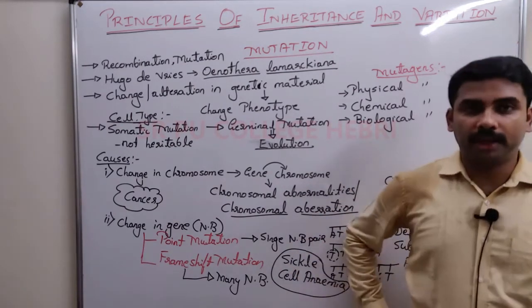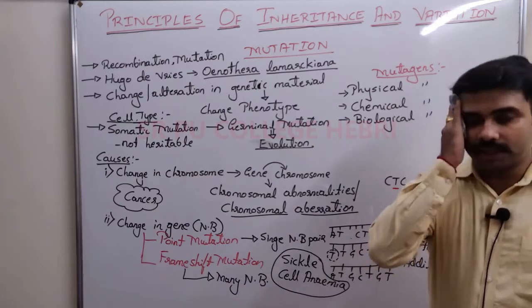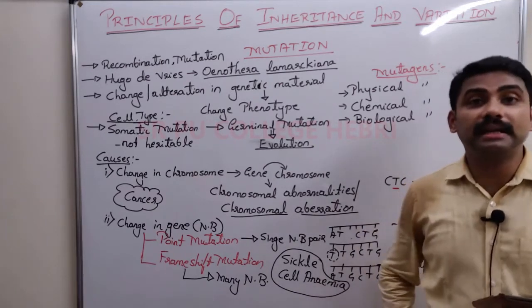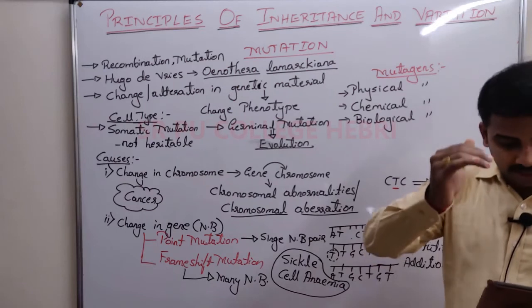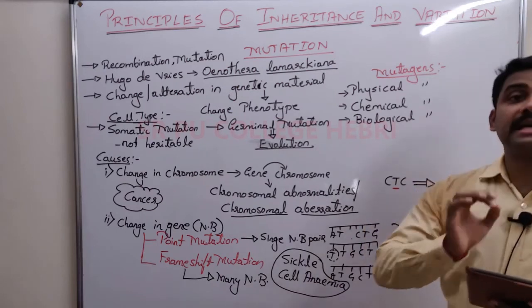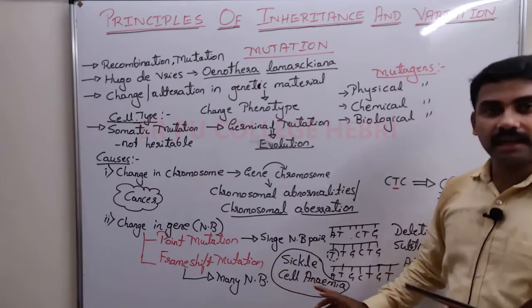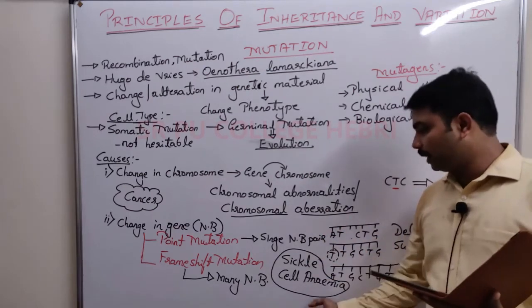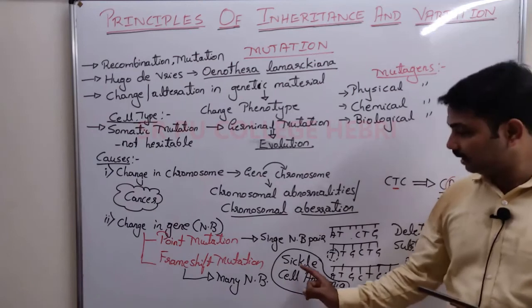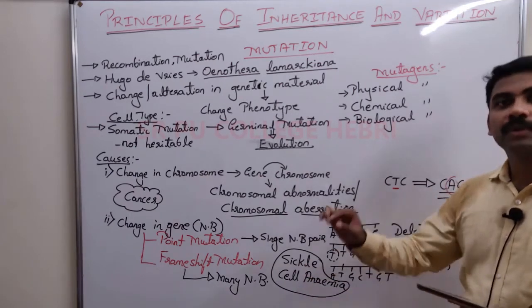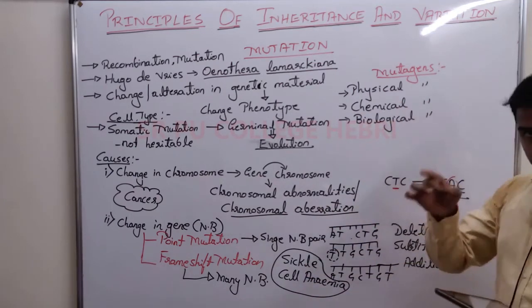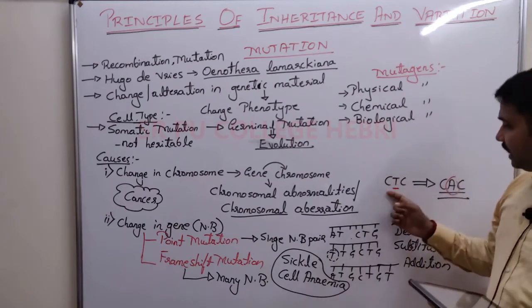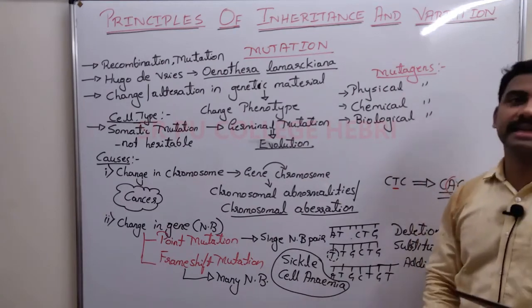What is point mutation? Mutation in the gene due to change in single nitrogenous base pair. In that, next line, example, sickle cell anemia. The question asked is, what is point mutation? Give example. What is the standard example? Sickle cell anemia. In bracket write down, where CTC changed to CAC.